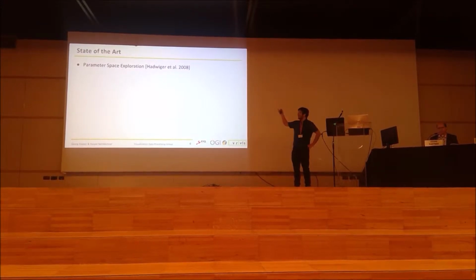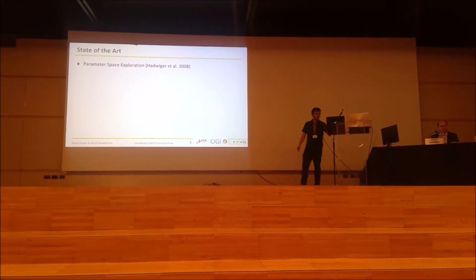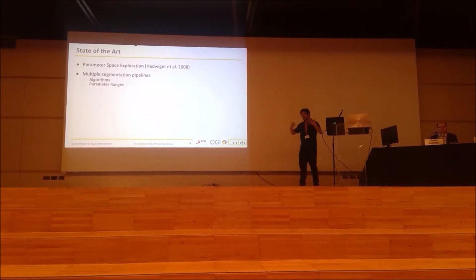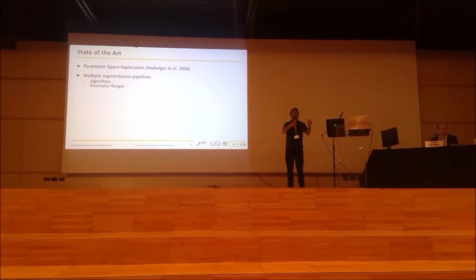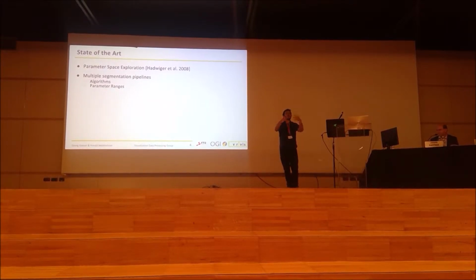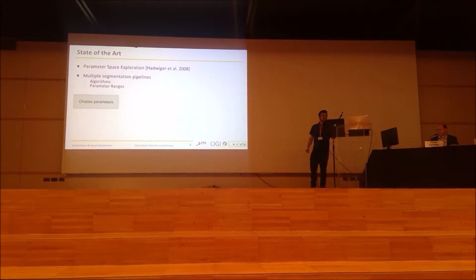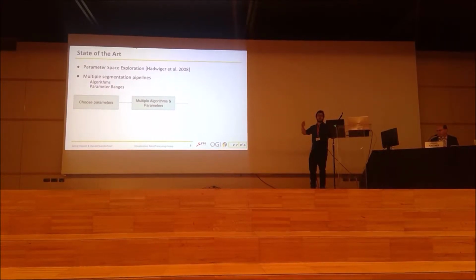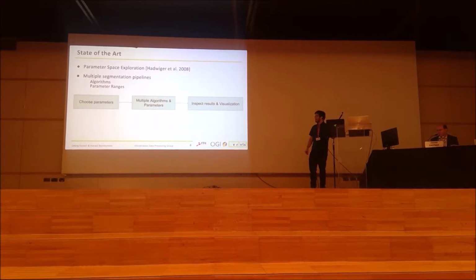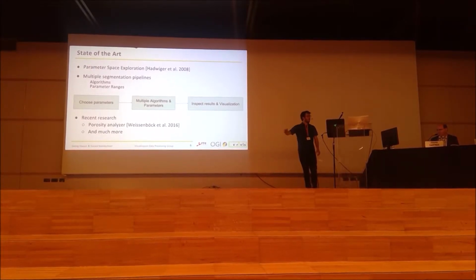There was a talk of a colleague of mine several years ago, also at this conference, where they used parameter space exploration in order to sample the input range of parameters for the algorithm. Later, people worked more on using different algorithms for the same data set in order to get the best results. So here, the workflow changed because we choose the parameters, we run them with several algorithms, then we get many results, and then we inspect them. So this is kind of better. There is recent research in that area, also, of course, from colleagues in the audience.